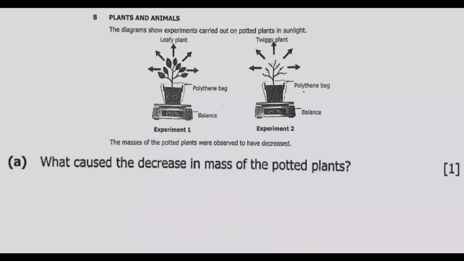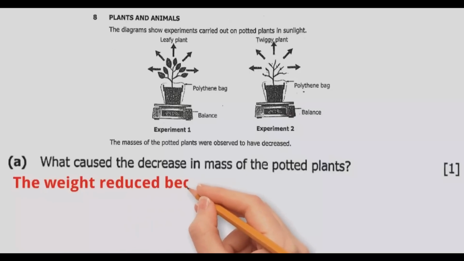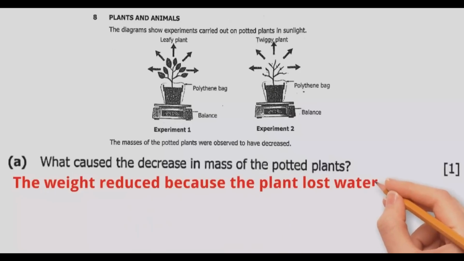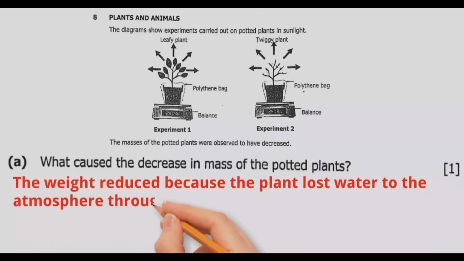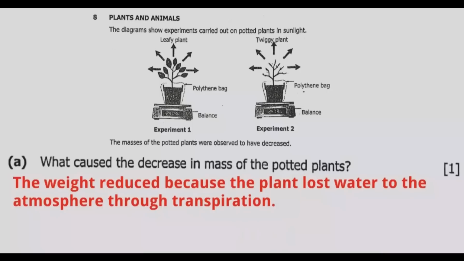Okay, so question 8a is, what caused the decrease in mass of the potted plants? What made the plants reduce in their weight? The mass reduced because there was loss of water to the atmosphere through transpiration. As you can see, these potted plants are covered with polyethylene bags. That means there is no evaporation coming from the soil, so it has to be happening through the plants, and that is through transpiration.